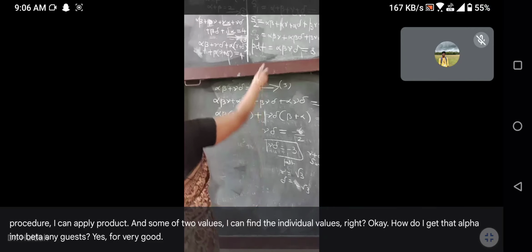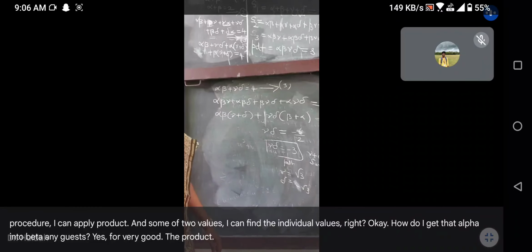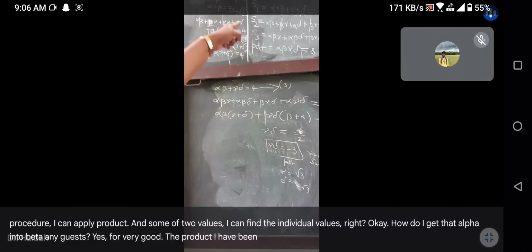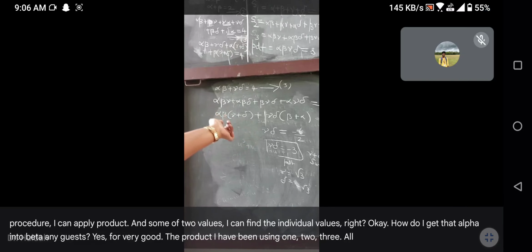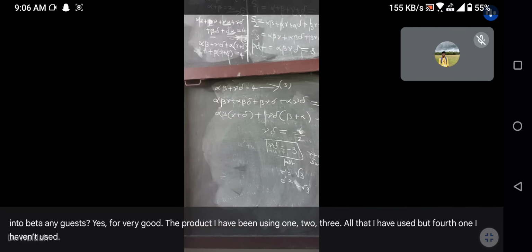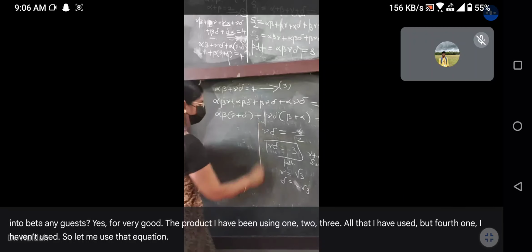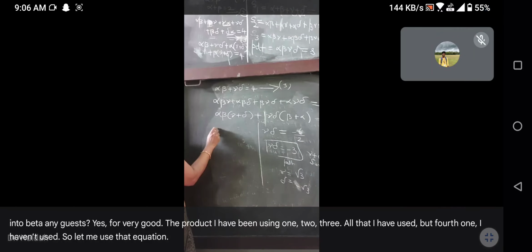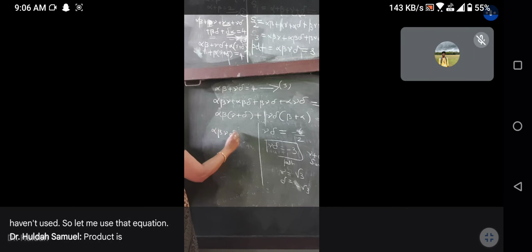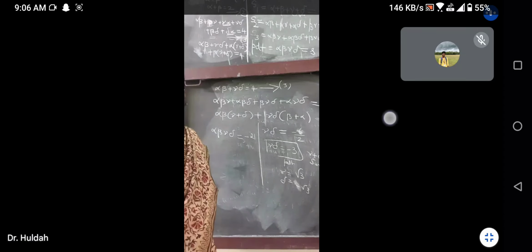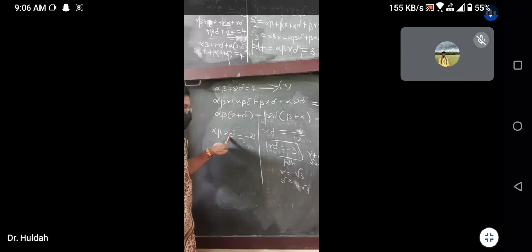The product. This is the only thing that I've not used so far. I have been using 1, 2, 3, all that I have used. But the fourth one I haven't used. So let me use that equation. What is the product? Product is alpha, beta, gamma, delta. What is this? Minus 20. Am I right? Minus 20. This is gamma delta.